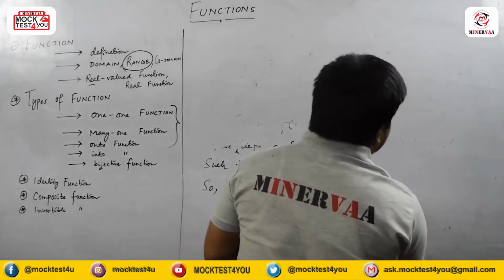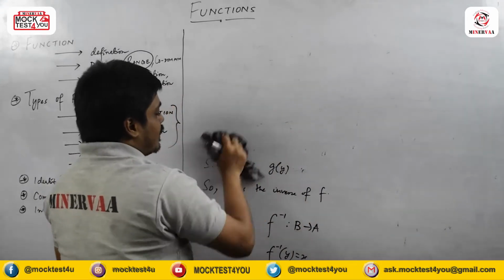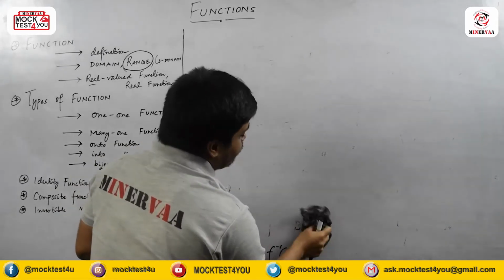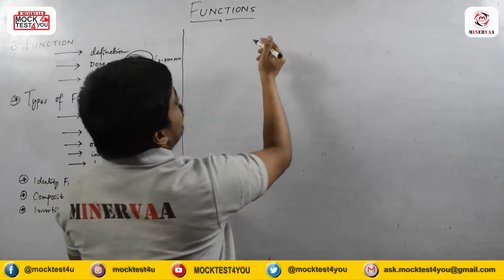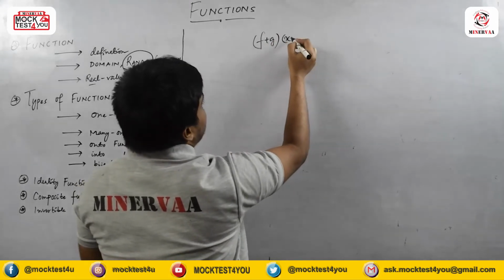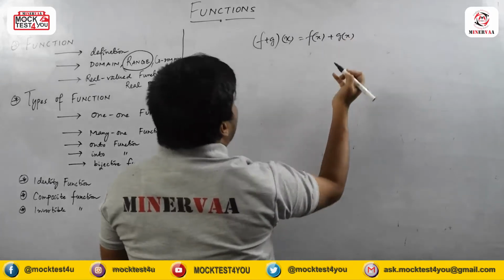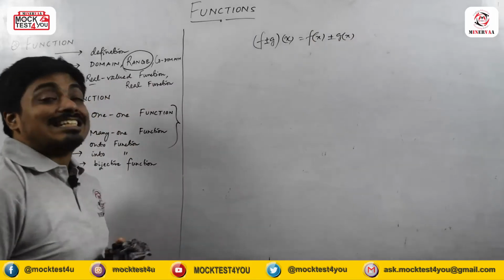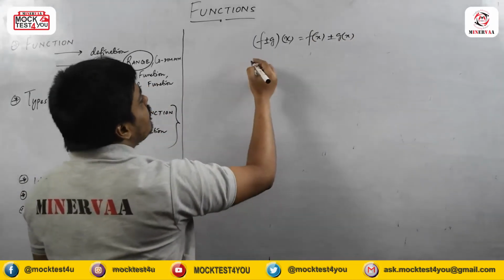Algebra functions. Yes, algebra functions we have done in class 11, right? But let me just go through it a little bit, because while solving these function problems we need it. So what is algebra function? If we have f plus g, that is addition, of x is equal to fx plus gx, or for the minus sign it is also the same thing. So this is how we do algebra functions. Algebraic operations are also applied in functions.